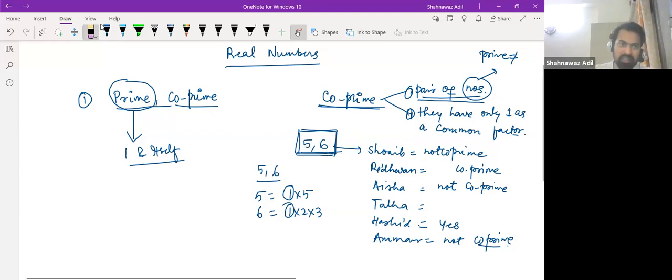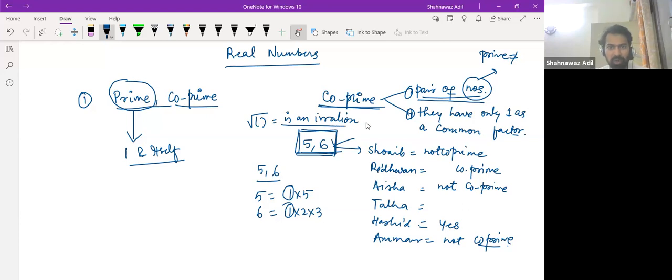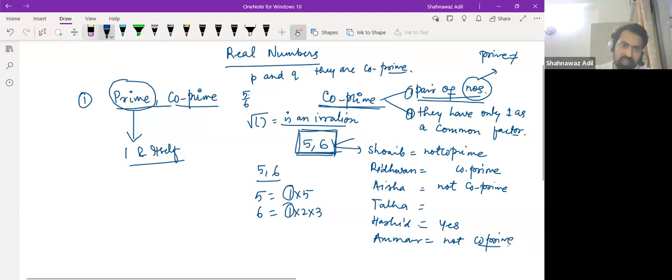So this we need whenever we prove that, let's say, root of something is an irrational number. In that we use this co-prime condition, right? We say that p and q are co-prime numbers, right? So which means that, let's say, 5 by 6, these 5 and 6 don't have a common factor other than 1. So that is the use of these co-prime numbers in irrational numbers. Okay, so this was the one thing.